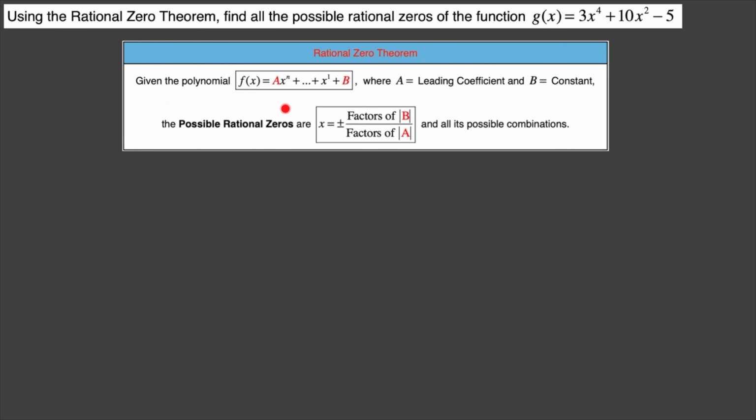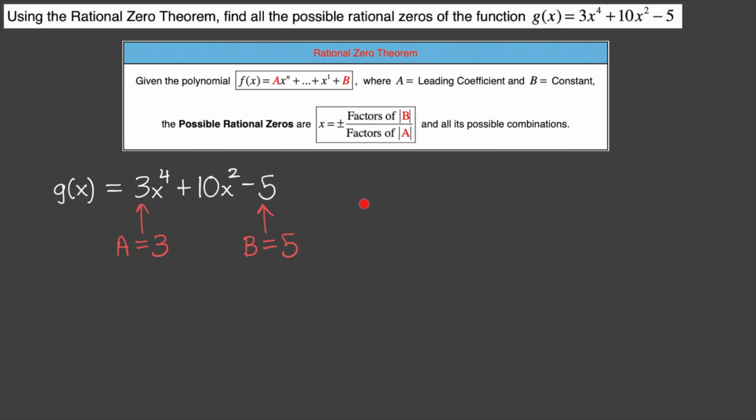So in this case, let's go ahead and bring down our function g of x here and find out what a and b are. So a is, remember, the leading coefficient, and b is the constant at the end. So this one's pretty easy to identify. A is just 3, and b is going to be this constant at the end here, which is just 5. And we can take the absolute value of it. We do not need the negative. We just care about the absolute value of each of these constants.